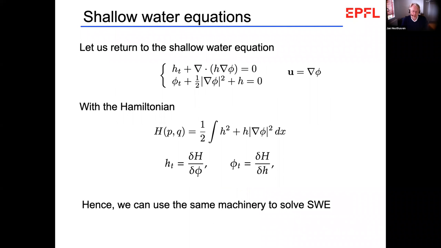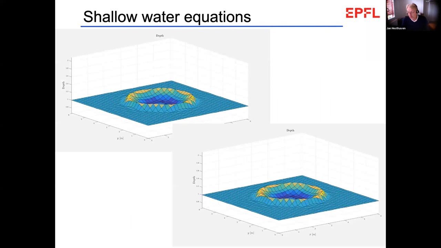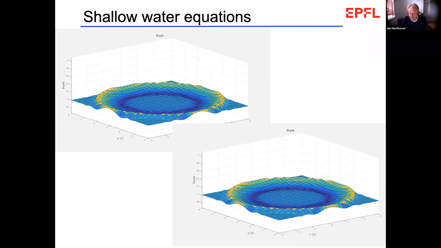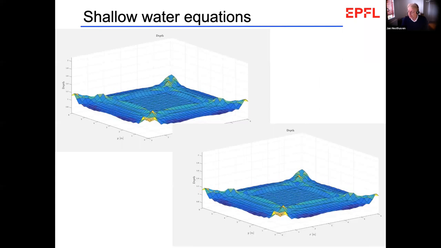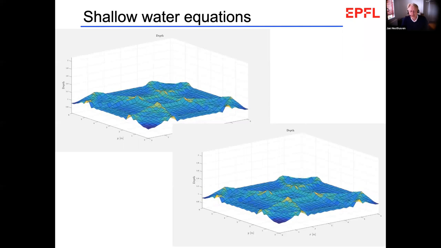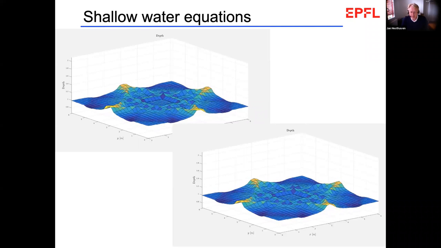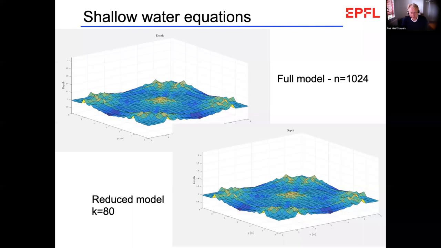So just to show you the shallow water equation, now that we can at least approximately deal with the nonlinear term. So here's the Hamiltonian formulation. And here are two solutions. One is the full solution, the spectral method, which is what we're using. And the other one is the reduced order model with 80 modes. And there is no visible difference in the two. Okay, so you have recovered accuracy, and we can see the top one is the full one, and the bottom one is the reduced one.